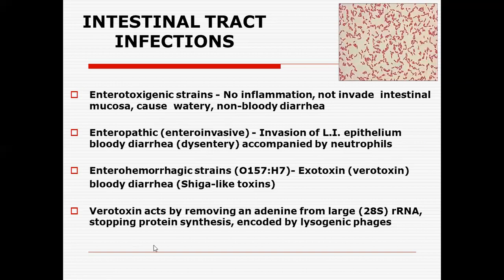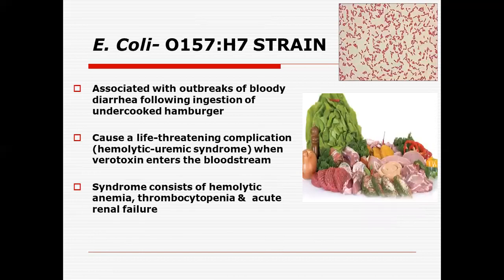Enterohemorrhagic strains, O157, produce an exotoxin, the verotoxin, causing bloody diarrhea, and its effect is like the Shiga-like toxin. This is mostly because of the consumption of inadequately cooked meat of cattle. Verotoxins attack by removing adenine from the ribosomal RNA, stopping protein synthesis, and it is encoded by lysogenic phages. So please remember three different strains of Escherichia coli: enterotoxigenic, enteropathogenic or enteroinvasive, and enterohemorrhagic strains.